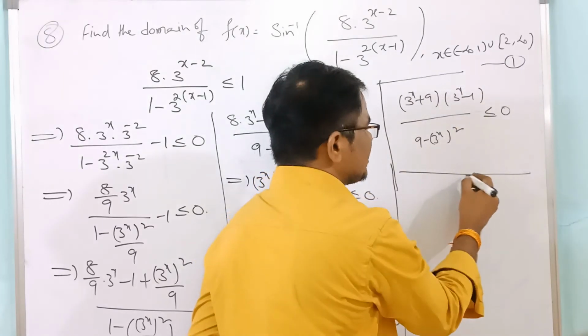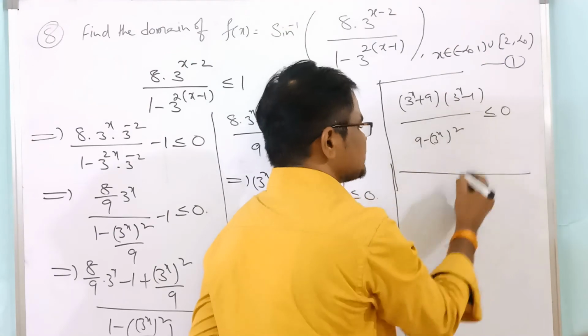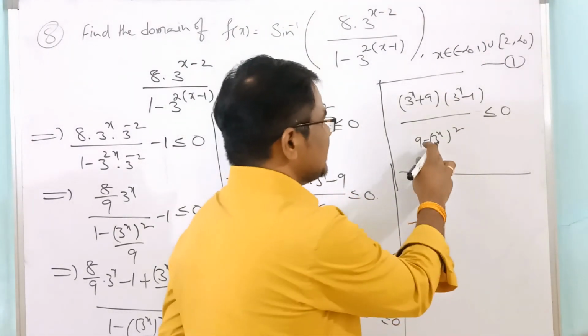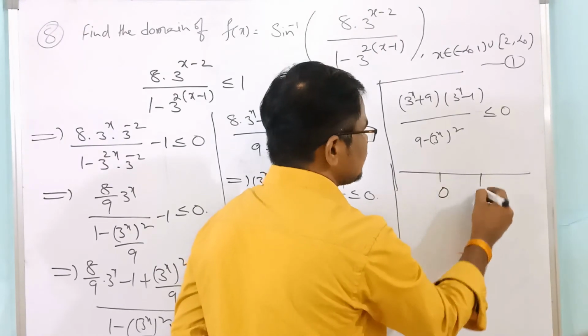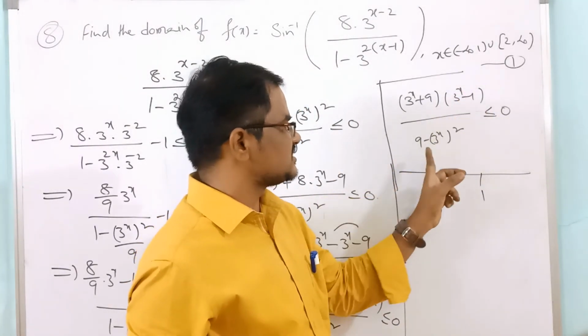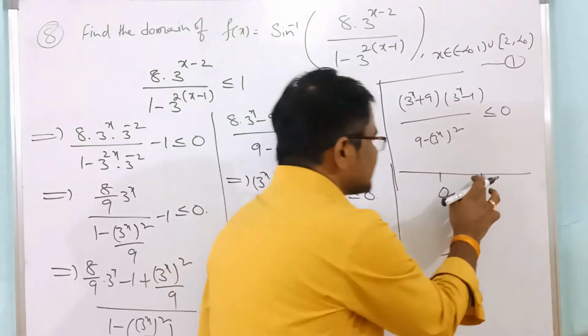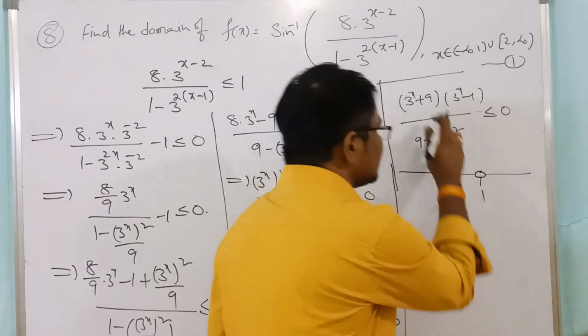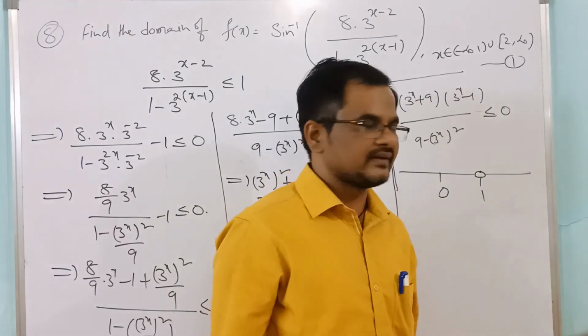And here, what is the critical point? x equal to 1, if you substitute 1, 1 minus 1 is 0. And here, x equal to 0, because 3 power 0 is 1, and 1 minus 1 is 0. Here 3 power 0 in the denominator, the expression does not exist. So these are the two critical points. But x equal to 1, if you take the denominator, you will get 0, so that's why we exclude that one.